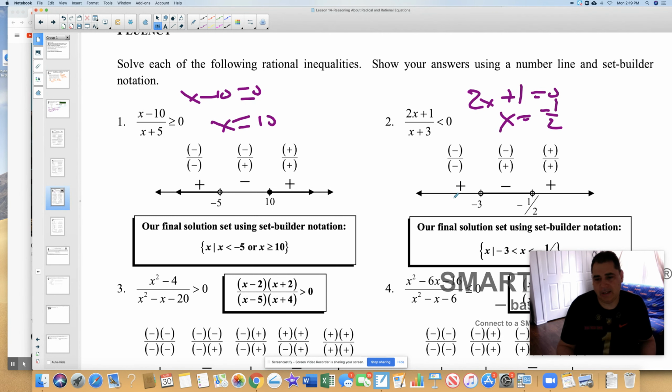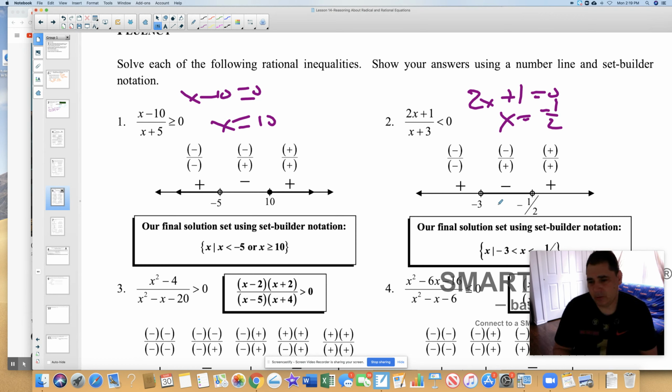Let's try -5. 2 times -5 is -10. -10 plus 1 is going to be a negative. And then negative 5 plus 3 is going to be a negative. So negative divided by negative is a positive. Now, is a positive less than 0? No. That's why you don't shade this area. Only a negative would be able to get a shaded area.